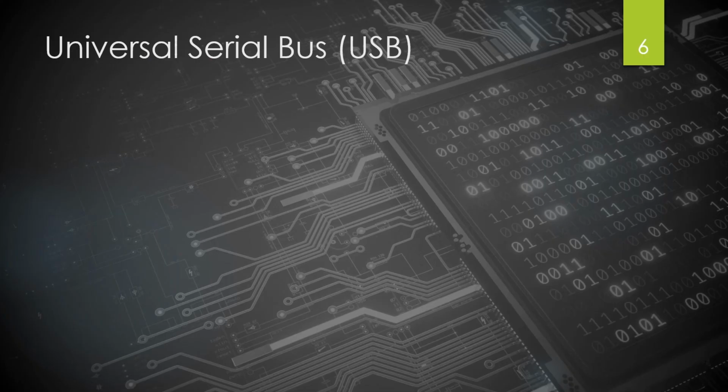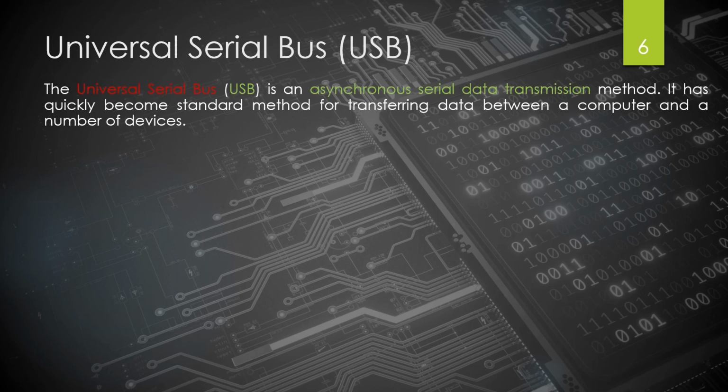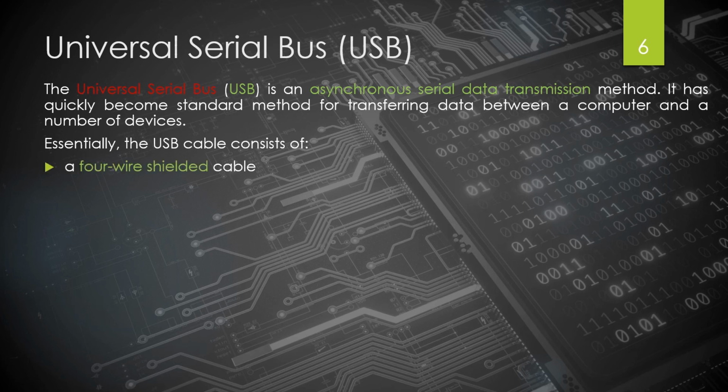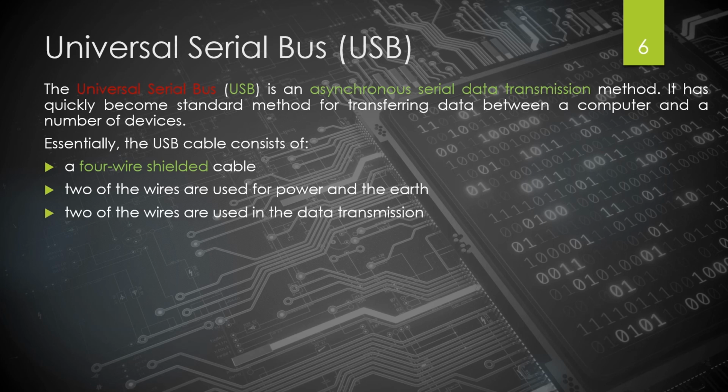Universal Serial Bus (USB). The Universal Serial Bus (USB) is an asynchronous serial data transmission method. It has quickly become the standard method for transferring data between a computer and a number of devices. Essentially, the USB cable consists of a 4-wire shielded cable, and out of the 4 wires, 2 are used for power and the earth, and the other 2 are used in the data transmission.